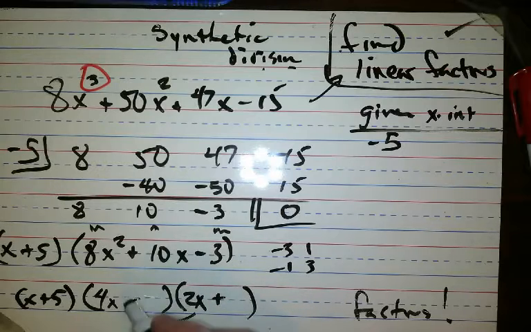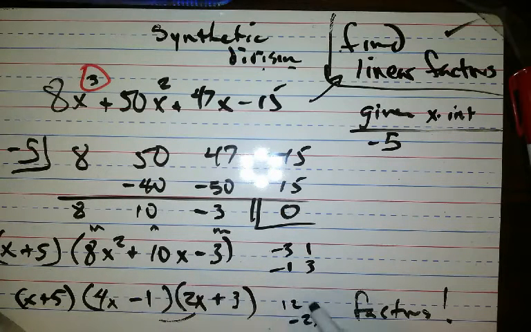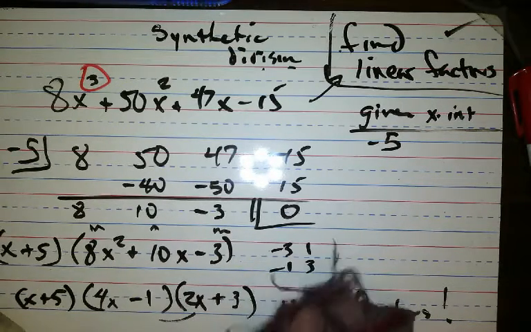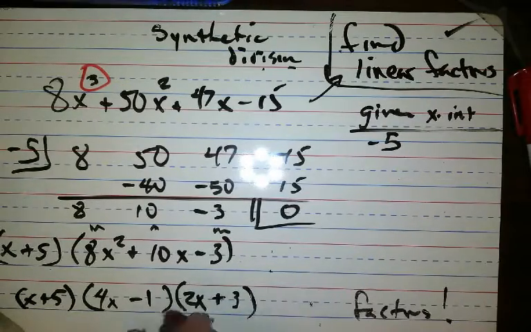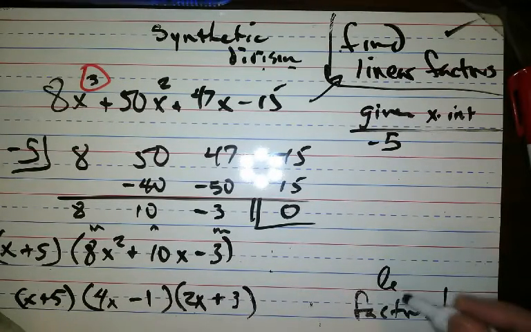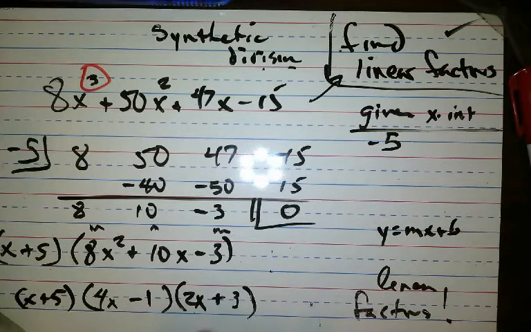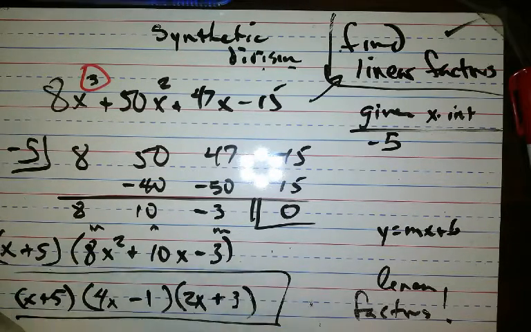So, what if we try -1 and +3? Okay, now the inside is -2x, and the outside is 4 times 3, that's 12x. 12 minus 2, that's 10. See, that makes this middle number. So, we have all the linear factors. Remember what? Linear factors are just y equals mx plus b, and that's what we have here. mx plus b, mx plus b. 1x, m is 1, 1x plus 5. So we got all three factors. Booyah! Do it again.